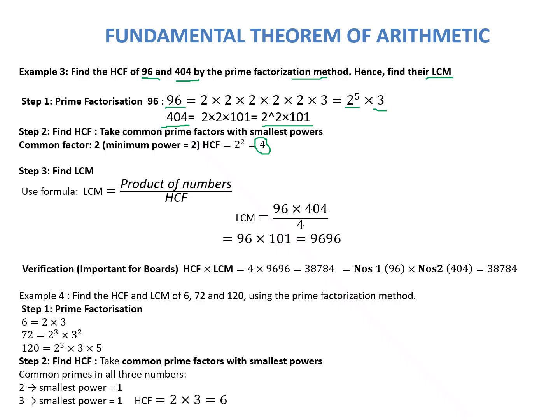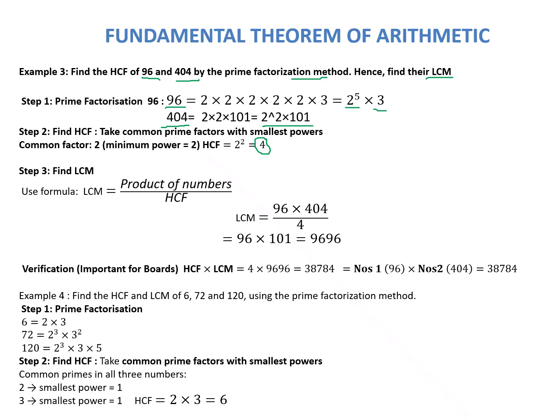Now, once we have found the HCF, either we can use the simple method that we used in the last slide, by taking the highest power of the factors that are available. We can use that as well, but we can also use the formula here. So the formula we have to use, because we know that HCF into LCM is equal to the product of two numbers.